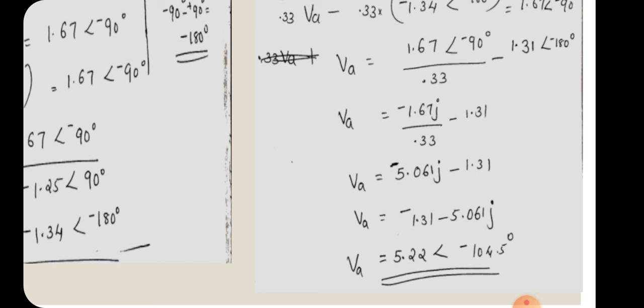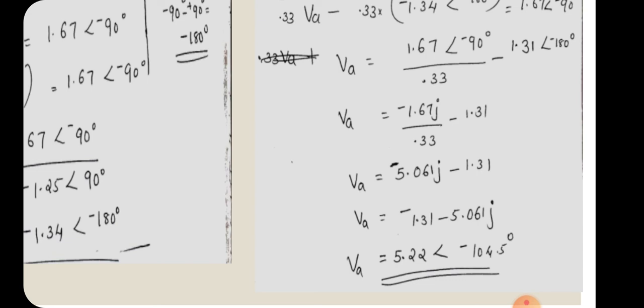Finally we got VA equal to minus 1.31 minus 5.061 J, and it is again converted into polar notation as 5.22 angle minus 104.5 degree. You can use a calculator in order to convert the rectangular form into polar form or polar form into rectangular form. Calculators will help you. Here I am using the simple mathematical procedure. The rectangular form is minus 1.31 minus 5.061 J, and it can be converted into polar form like 5.22 angle minus 104.5 degree.